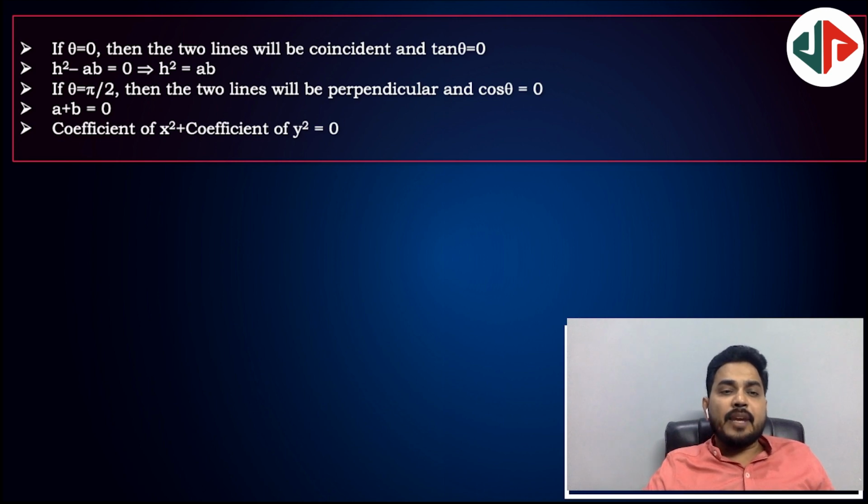If h square minus ab is equal to 0, h square is equal to ab. If theta is equal to pi by 2, then the two lines are perpendicular, cos theta is equal to 0, and a plus b is equal to 0. That means the coefficient of x square plus the coefficient of y square is equal to 0.